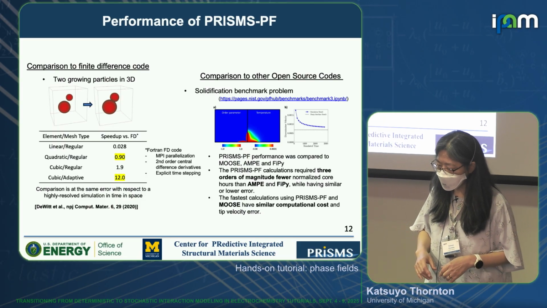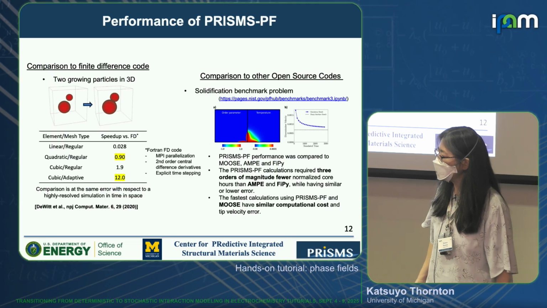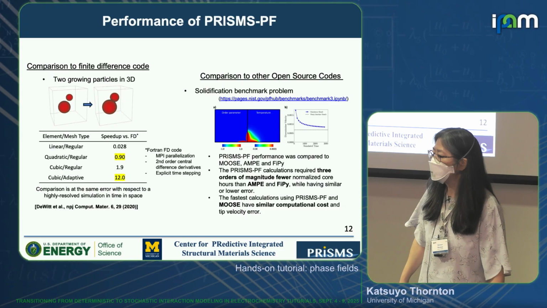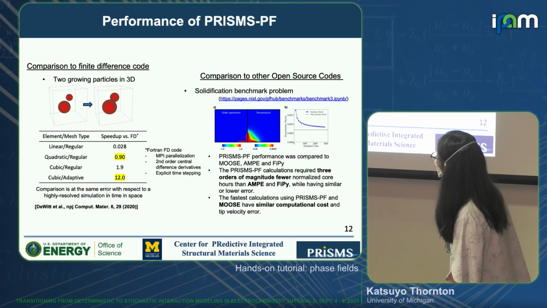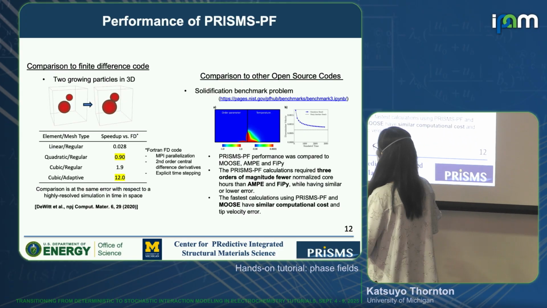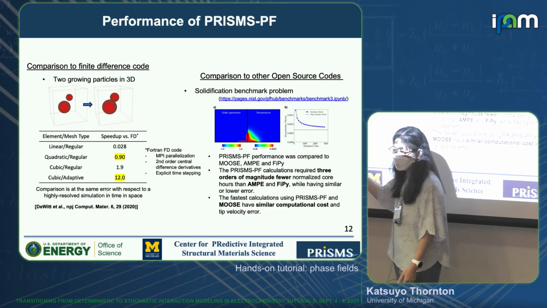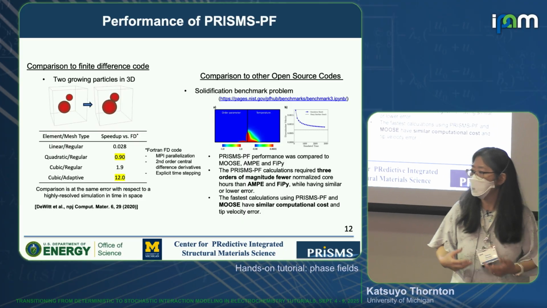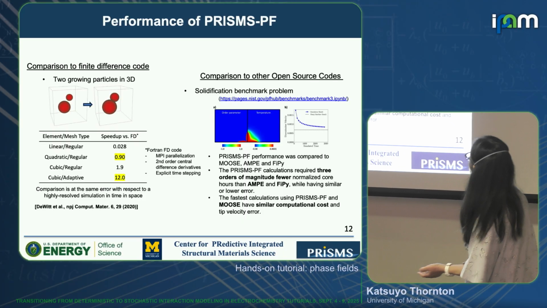Because there were some simulations that we were running using the finite difference code that took like 2 weeks, right? So that 2 weeks run is going to be like 1 day. And that makes a huge difference in terms of throughput for our results.